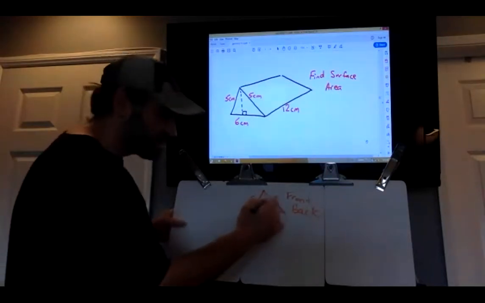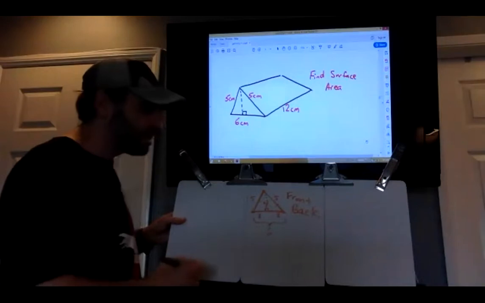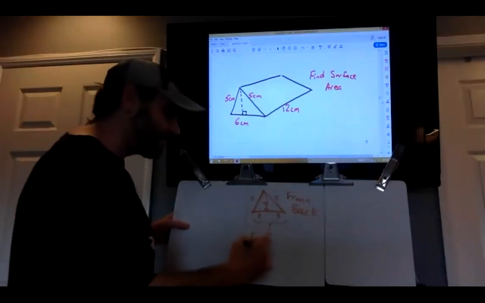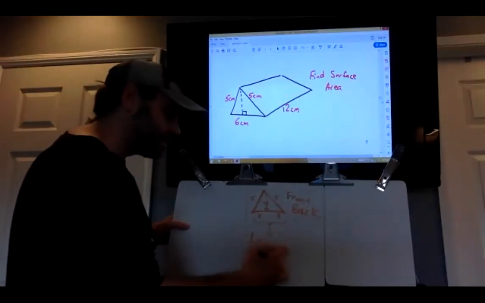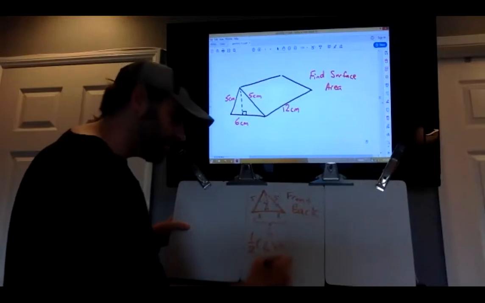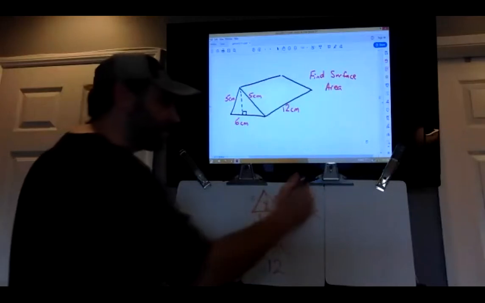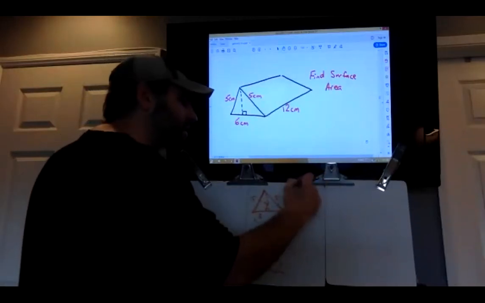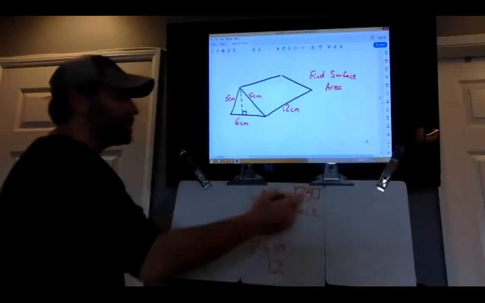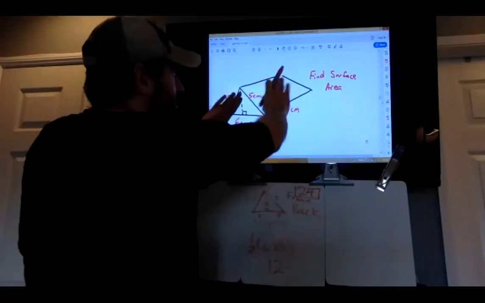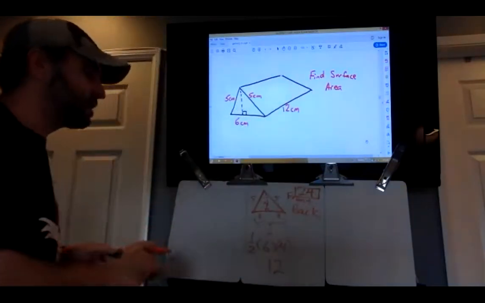Okay, so then you have the 4 there, and now I have the height. So half the base times the height, and you get 12, and there's 2 of those, front and back. So I'm going to call this one 24 for both bases, the base in the front and the base in the back.